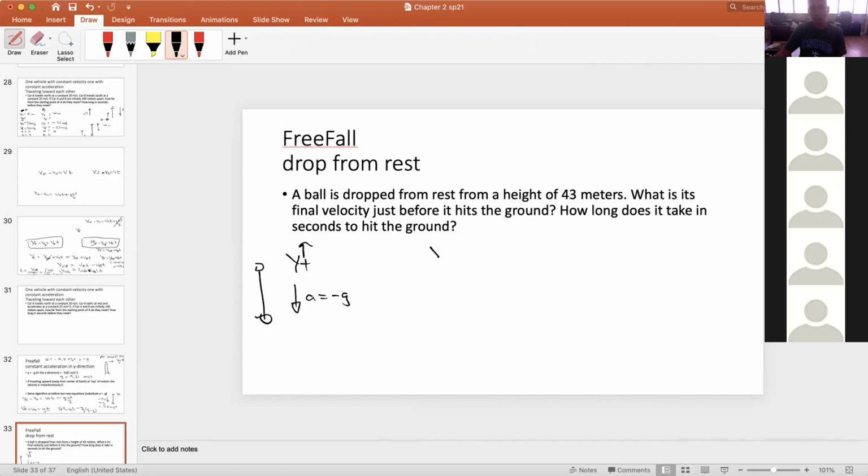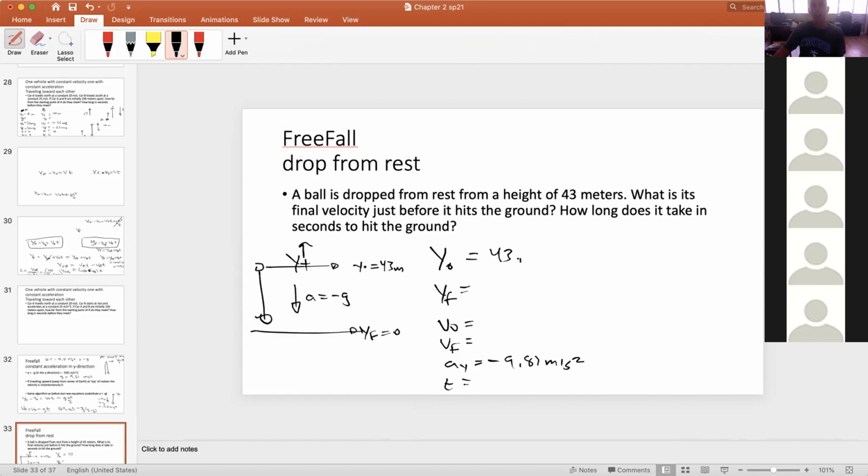We do the same exact algorithm that we did for constant acceleration. That's why I want to teach you it that way. It might seem tedious to write ay in free fall, and I admit it is a little bit, but it makes it so that you don't make mistakes. We're dropping a ball from a height of 43 meters. So Y initial is 43 meters. Y final is 0. So it starts at 43, ends up at 0. V initial from rest, 0. I don't know V final. I don't know the time.